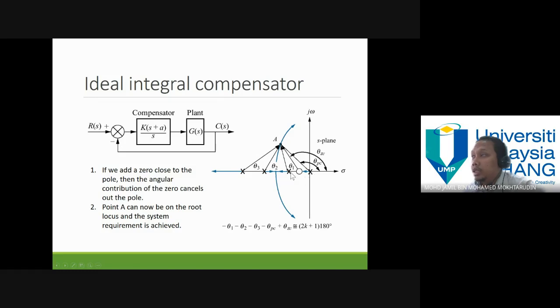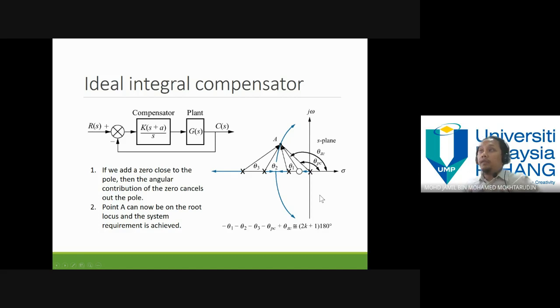When we sketch the root locus, the root locus can now almost intersect point A. Basically, the pole at S equals zero and the zero at S equals minus A cancel each other's effect. So at point A the angle will be 180 degrees or almost 180 degrees, because the angular effect of these two, the pole and the zero, on point A basically cancels each other.